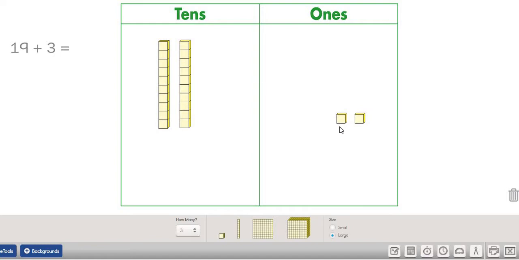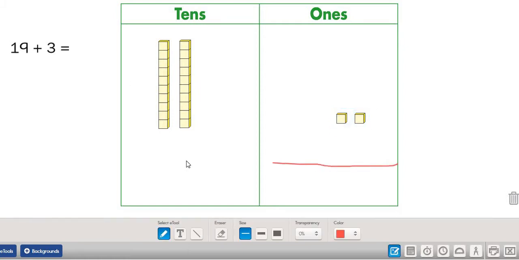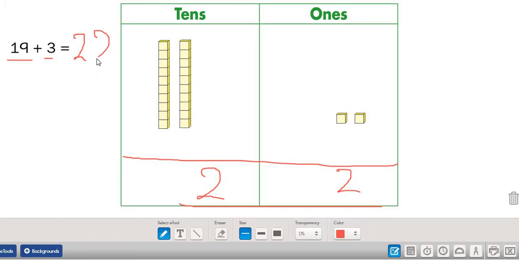Now let's see how many ones are left. Only 2 ones. So we have now 2 ones. And how many tens do we have, grade 1? We have 2 tens. So 19 plus 3 equals 22. Great job. So when we have 10 or more than 10 ones, we can regroup. We can regroup 10 ones as a ten.